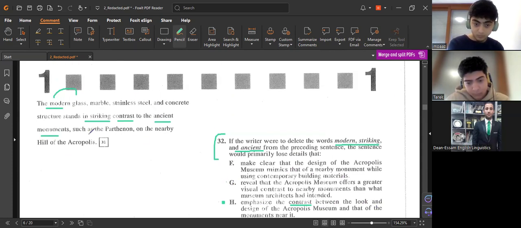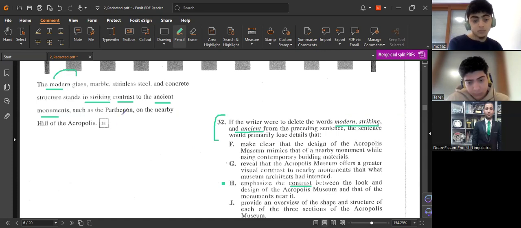Do we have contrast? Yes. Well, if I delete that, I will lose the contrast, because here the modern glass, marble, stainless steel, and concrete structures stand in striking contrast. Striking. Wonderful. So if I delete the words modern and striking here, you will lose the contrast. Do you feel it? Yes, so already we have letter H.